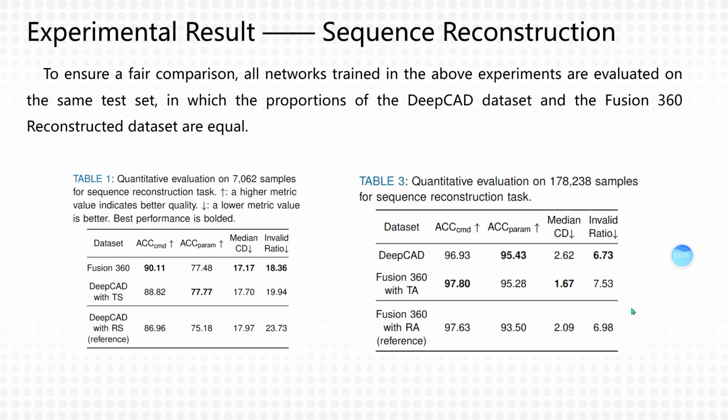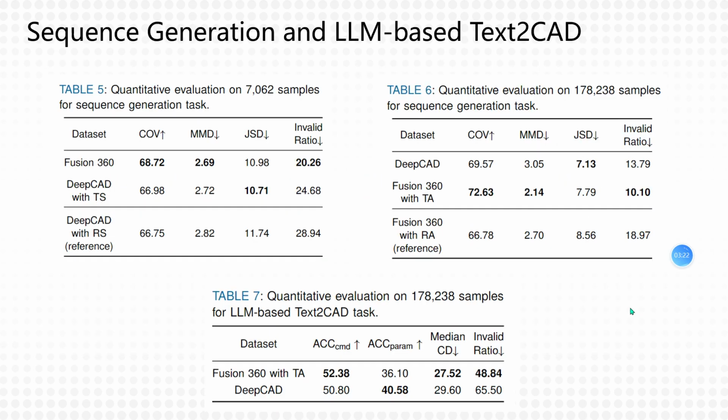Through the following tables, both datasets, with 7,062 samples or 178,238 samples, exhibit similar ability for the CAD sequence reconstruction task. Also, both datasets exhibit similar ability for CAD sequence generation and the LLM-based text-to-CAD task.